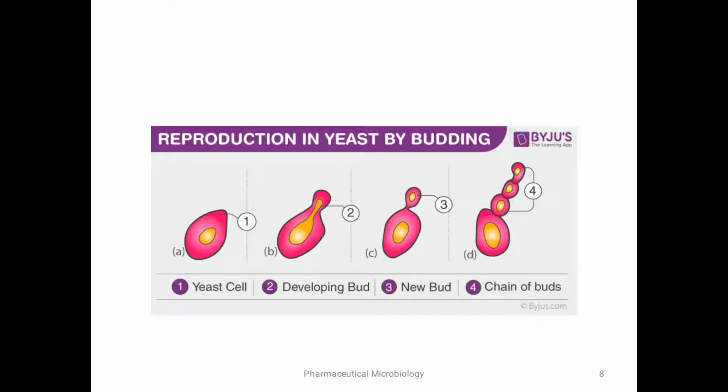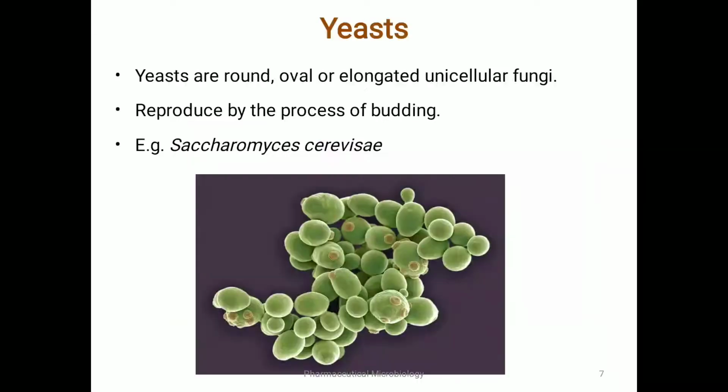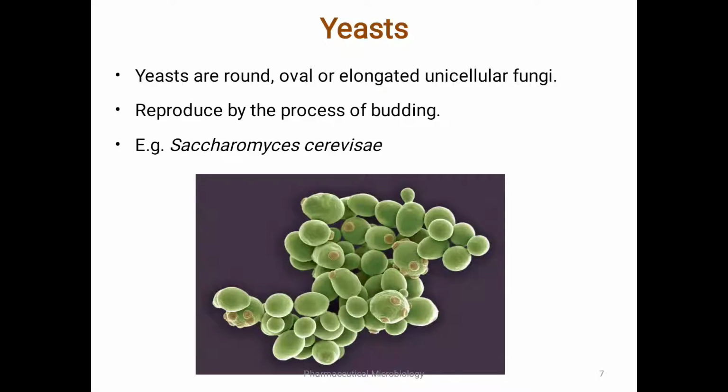In the first picture there is a yeast cell on which the bud develops. In the next step, the bud fully develops, and may form a chain of buds, and after some time the buds may separate from the parent cell. So with the help of the budding process, the multiplication of yeasts mainly takes place. On the culture medium, these yeasts form smooth creamy colonies, and the example is Saccharomyces cerevisiae. Here in the image you can see these yeasts are round or oval unicellular cells, which can be differentiated from the molds.